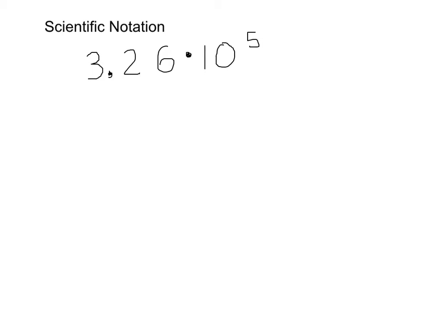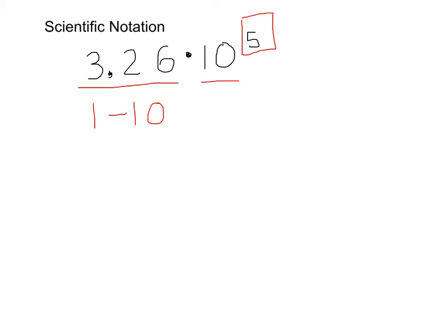So let's review. We remembered that our first number is a coefficient between 1 and 10. We achieve that by moving this decimal place to a different spot to make this number a number between 1 and 10. 3 and 26 hundredths is a number between 1 and 10. It is then multiplied by a base 10. The base 10 also has an exponent, which tells us which direction and how many times to move the decimal.